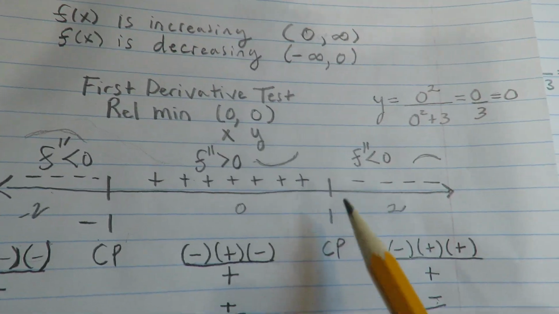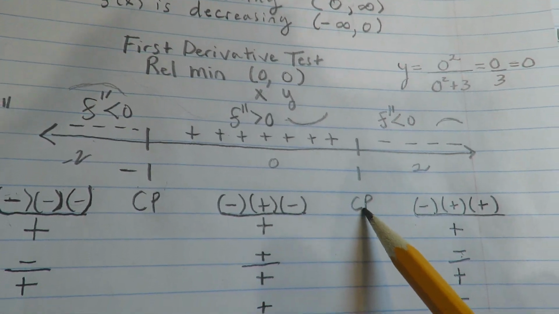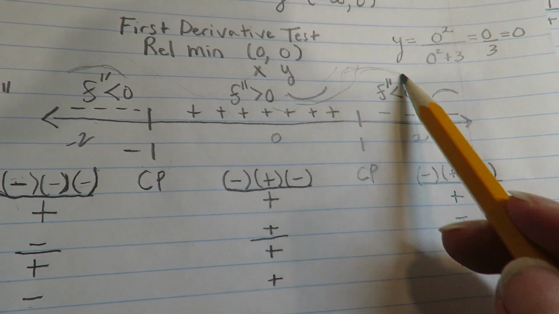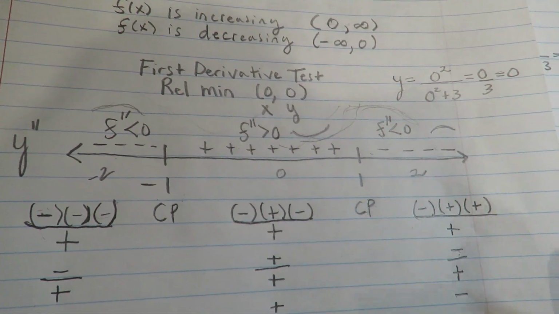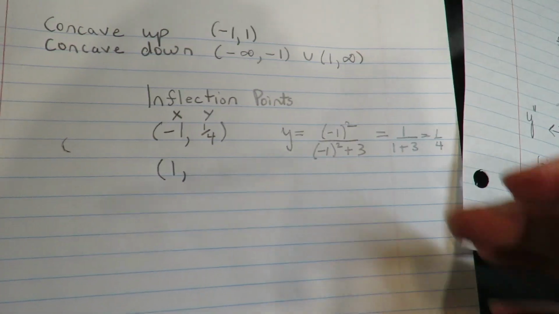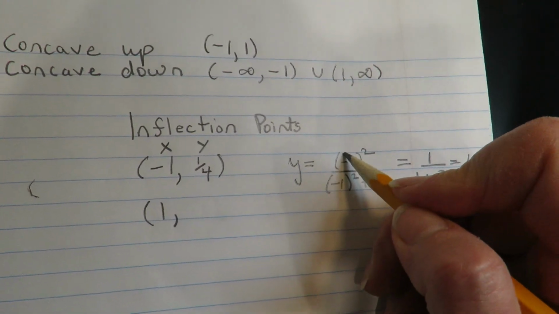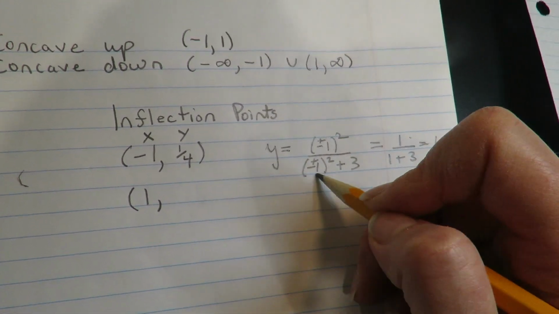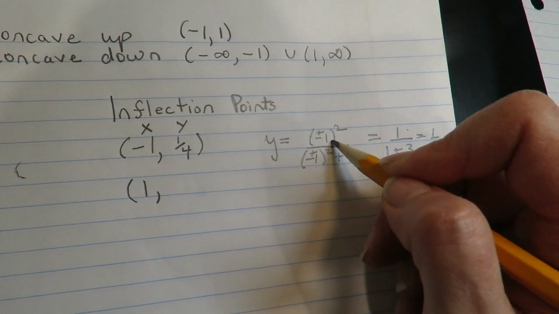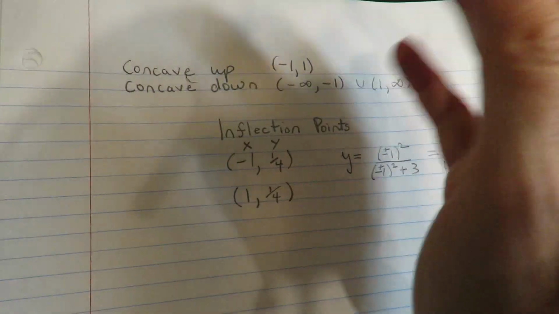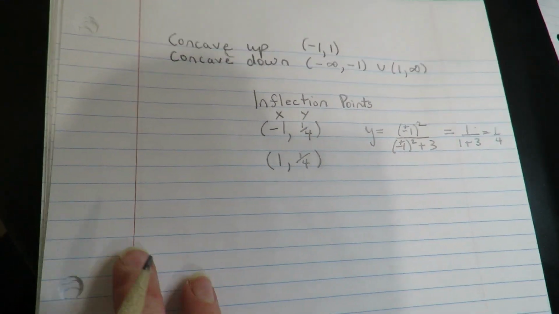All right, around the critical point of 1, we go from concave up to concave down. So we also have an inflection point here at 1. And as we can sort of see, because these values are being squared, a positive or a negative will give you a 1 here and a 1 here. So this will also be a value of 1/4 when you plug it in the original.